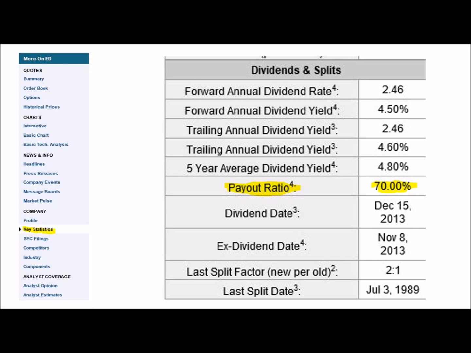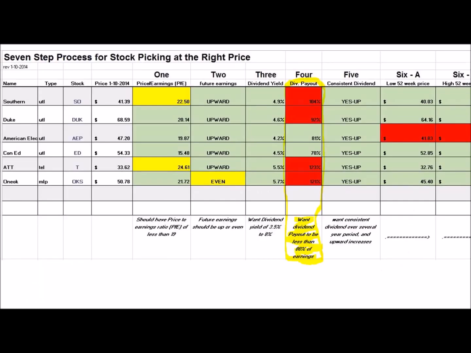In some cases, you'll see payout ratios of 110 or 120%. That means they're probably borrowing money because they don't have enough earnings to pay the dividend. They're just going to go ahead and borrow money and pay the dividend. So you have to wonder how long a dividend can be sustained when you do that. In this particular case, the payout ratio is 70, so we put 70 in column 4, dividend payout, and we want the payout to be less than 80% of earnings. So we're still good on that.